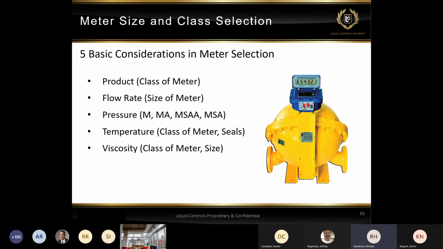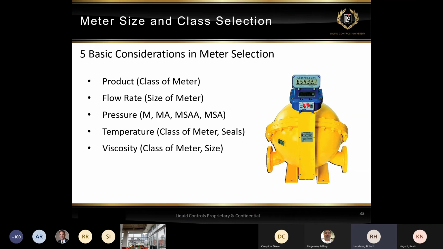And there's 5 basic considerations when we select a meter. And this is very critical when trying to get information on selecting a meter. There's other information that we'd like to have. As much information as you can get would be beneficial, but this is a good starting point to ask just so we can actually select the correct meter.